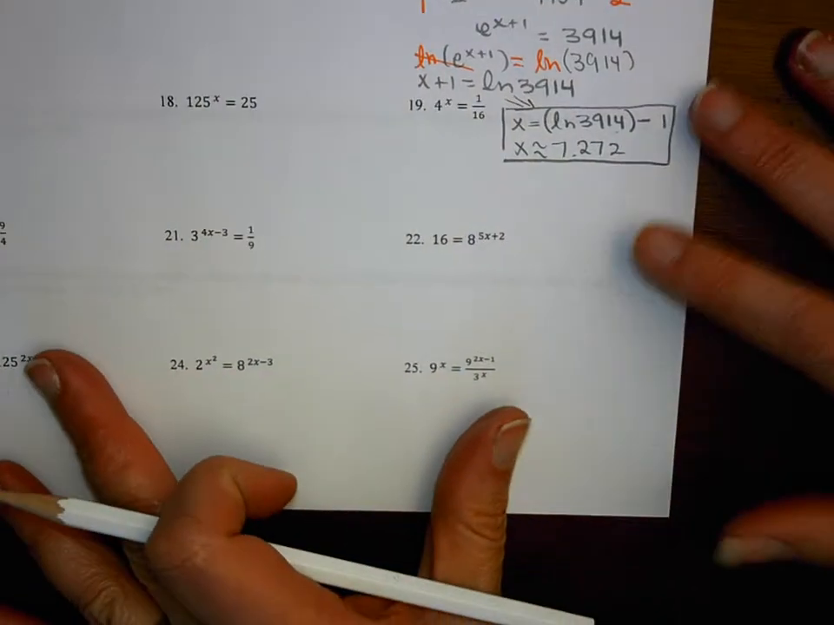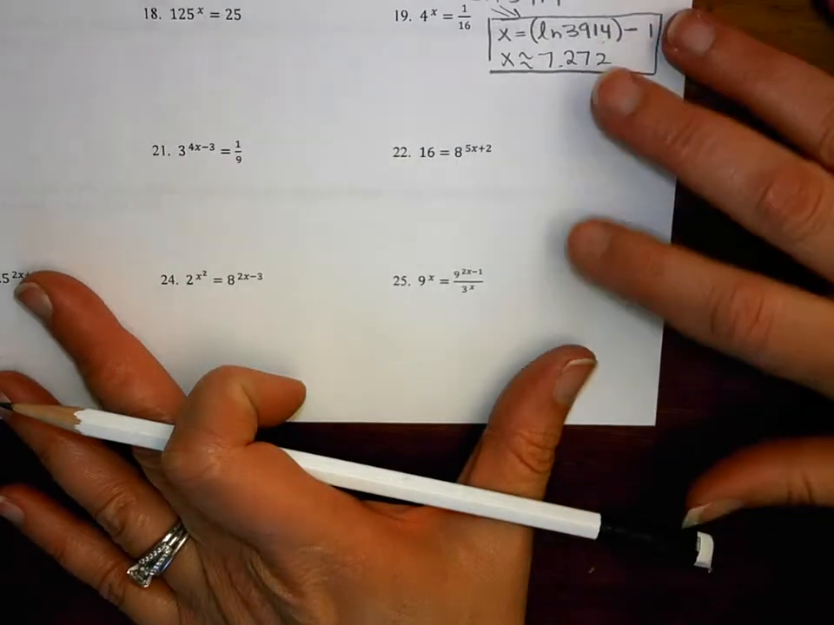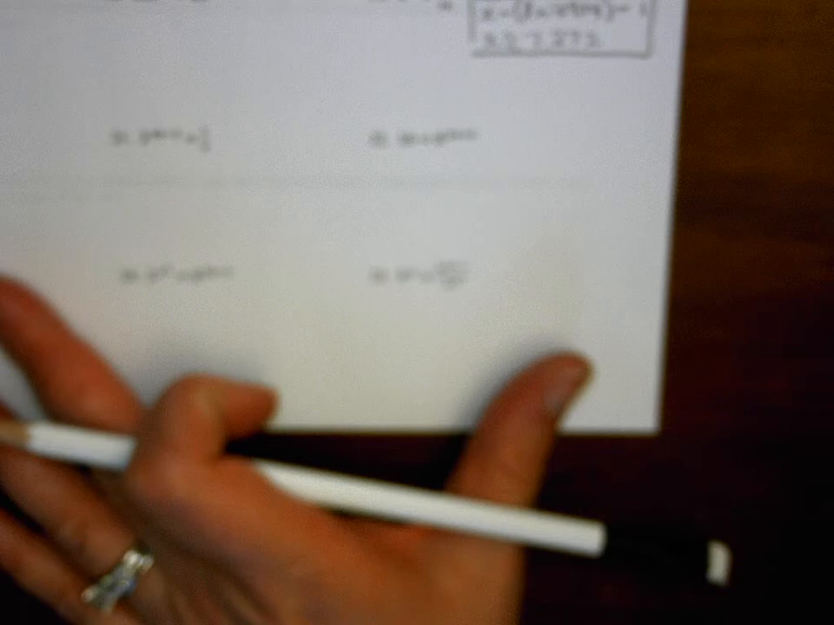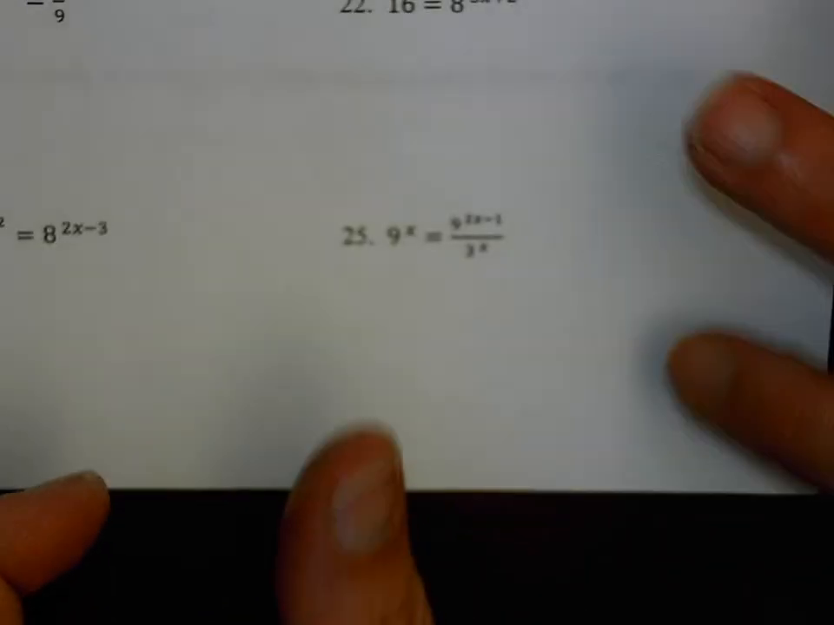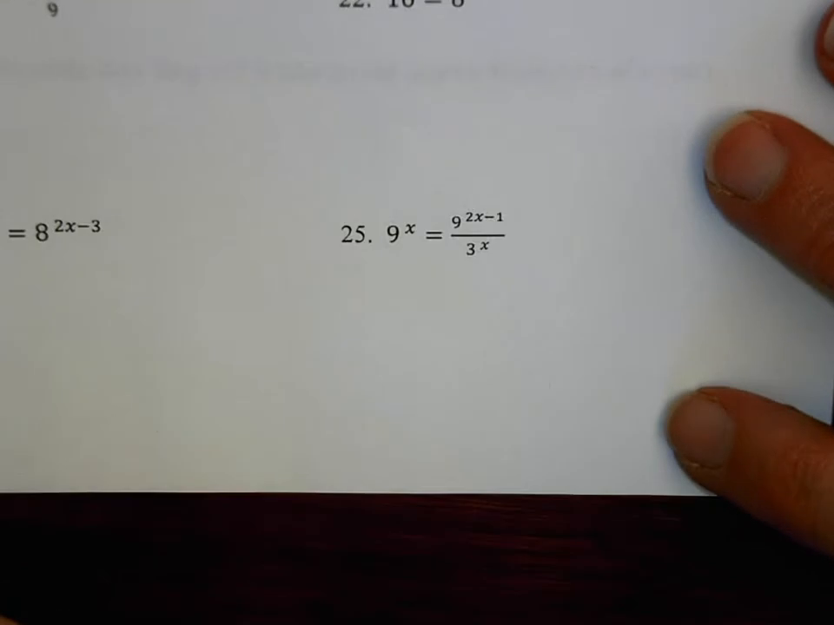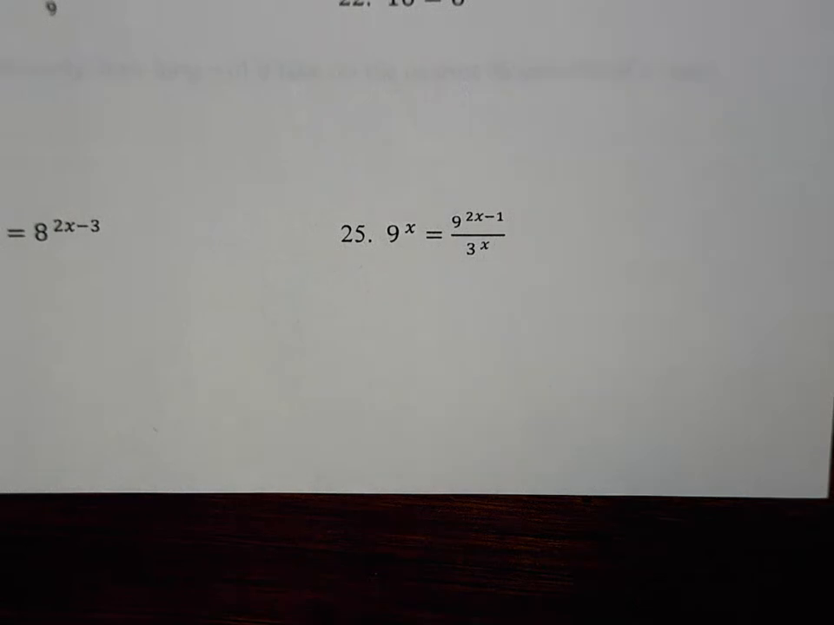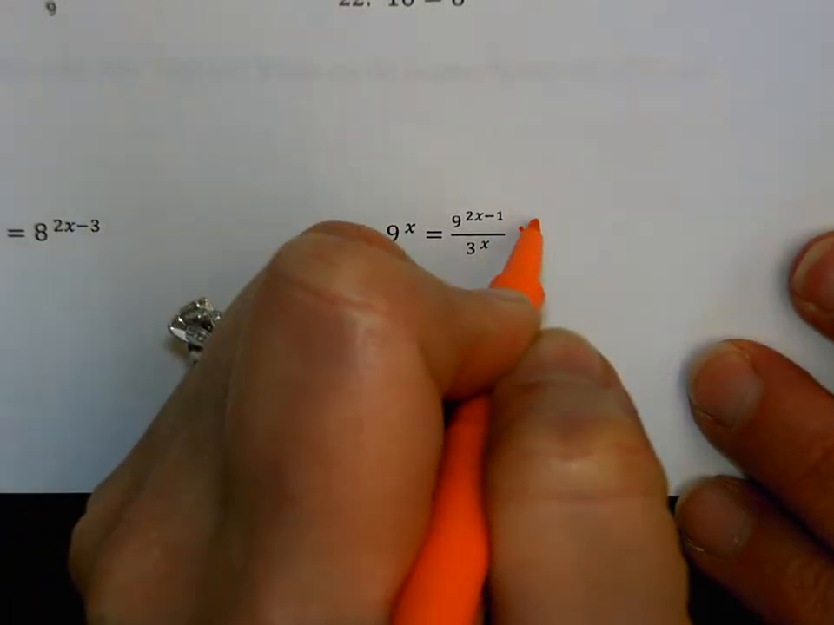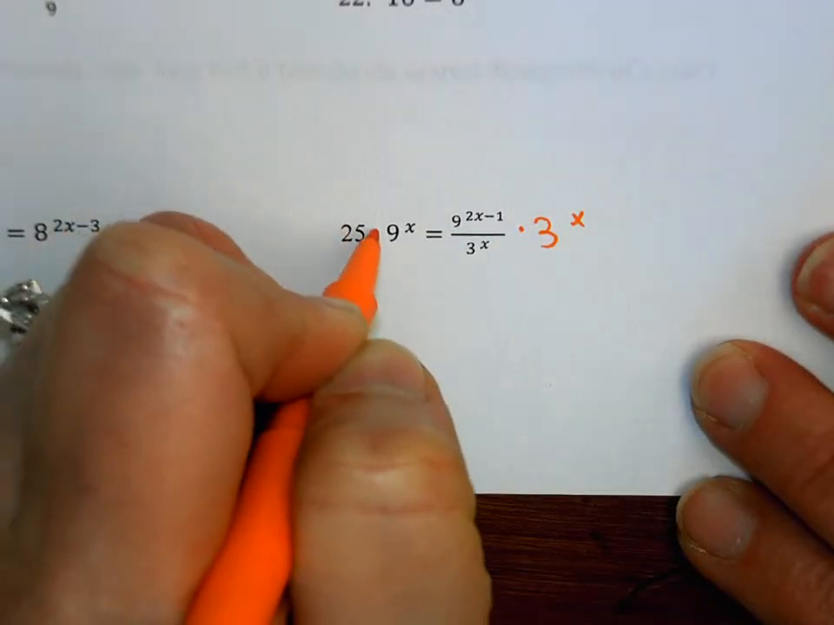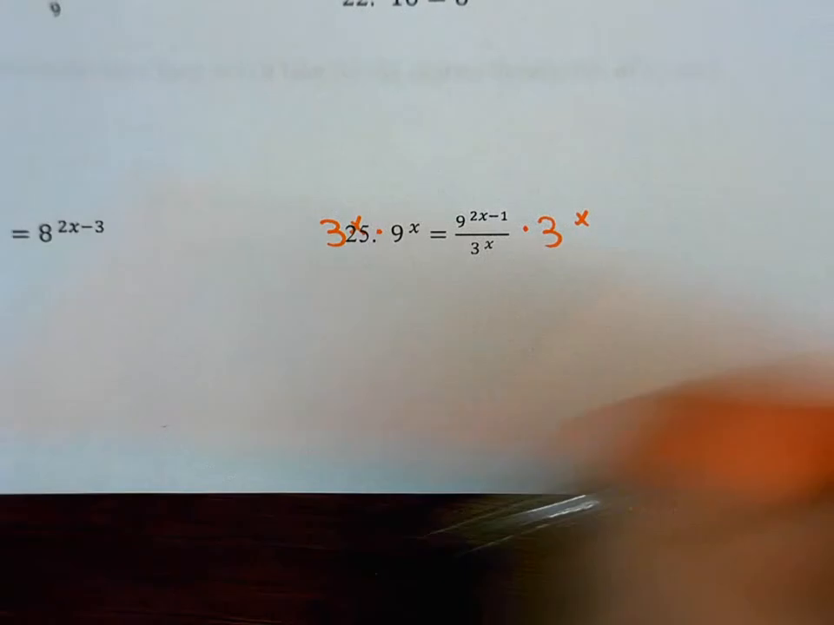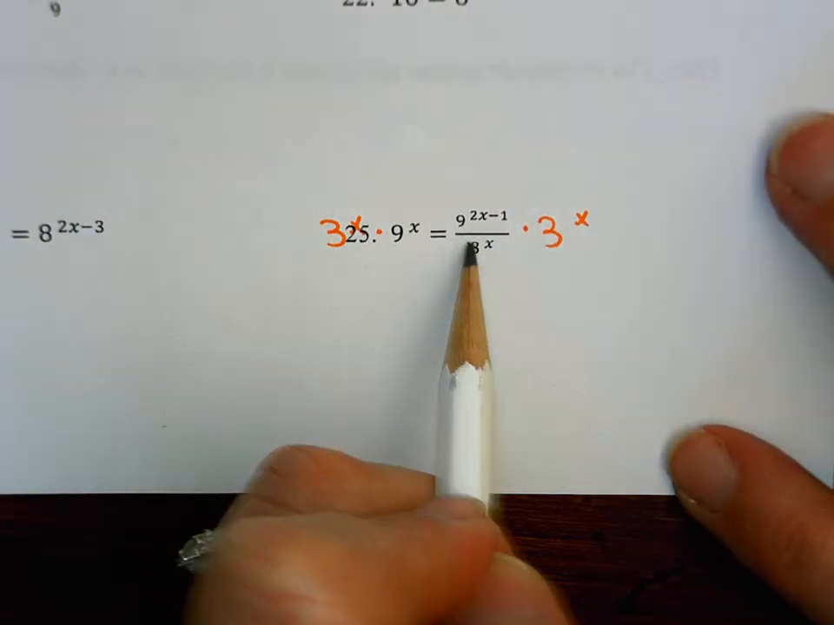Okay, and then let's take a look at number 25. So for this one here, this one's done totally different, right? So lots of different ways to start out. So I usually will start by clearing my fractions, but I'm going to wait for it to focus first. So I zoomed in too fast. So I'm going to clear my fractions. So I'm going to multiply both sides by 3 to the x. So it will cancel here.